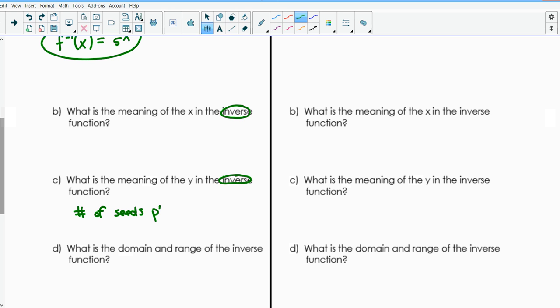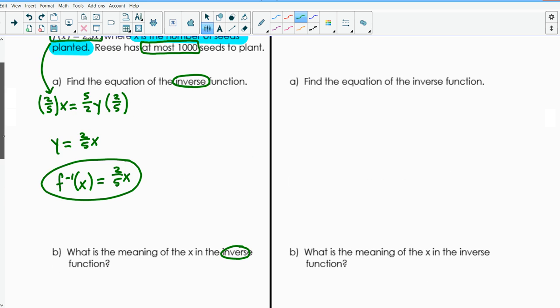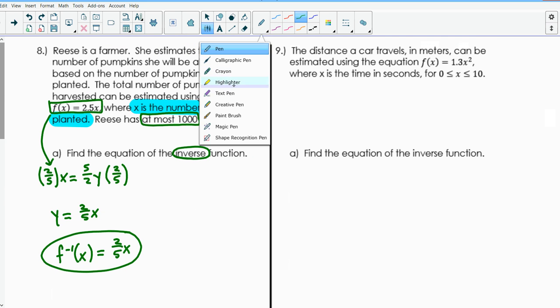planted. Okay, so the important thing to remember is inverse switches everything. So if it switches the coordinates, it must switch the x and the y values. It must switch the x and the y meanings on your x-axis. Okay. If I go back up, now I'm going to figure out what y was in the original.